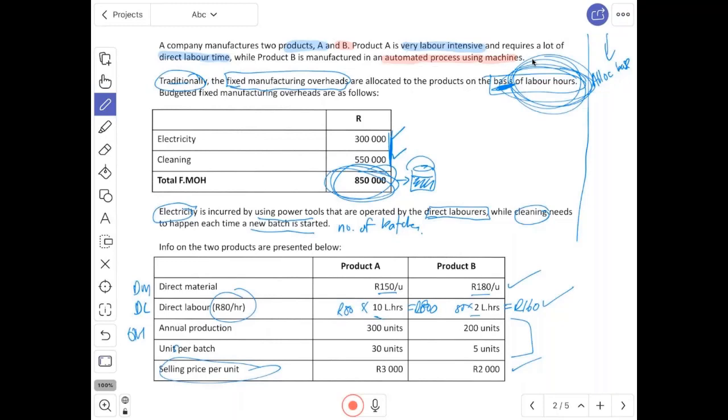Now, how do we calculate the total labor hours? We know it's 10 hours for a unit of A and 2 hours for a unit of B. So am I right in saying that the total labor hours are 12 labor hours? Nope, we can't do that. That's only if we produce 1 unit of A and 1 unit of B. And I see this often. You can't add the 2 because we produce 300 units of A and 200 units of B.